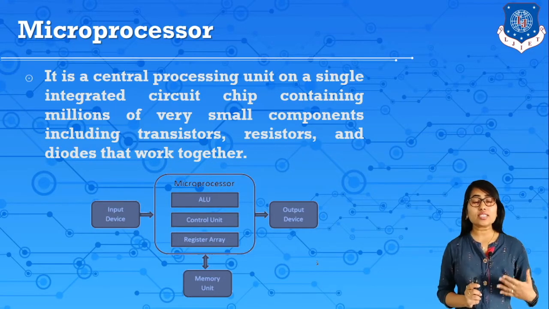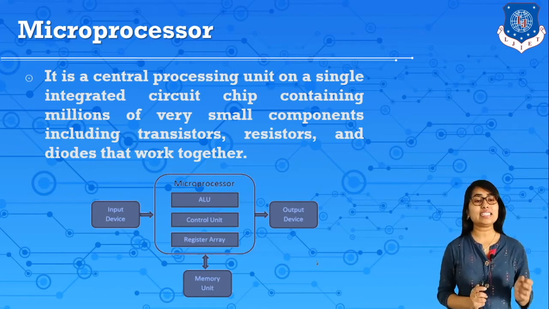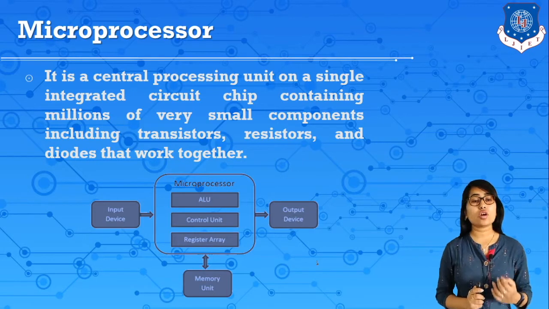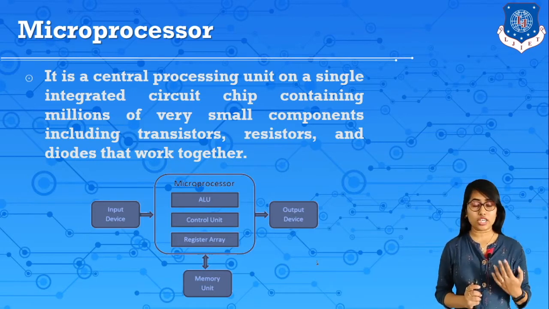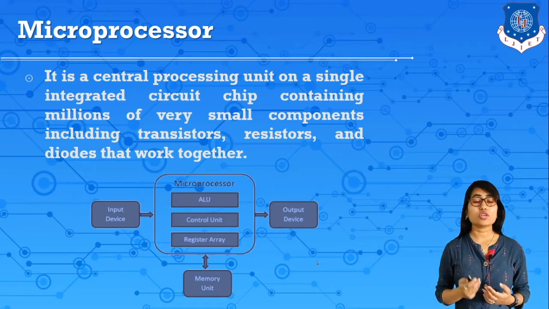It is basically a central processing unit on a single integrated circuit chip containing millions of very small components, including transistors, resistors and diodes that work together. This microprocessor is basically a central processing unit on a single integrated circuit platform with various types of transistors, resistors and diodes to perform a variety of tasks.